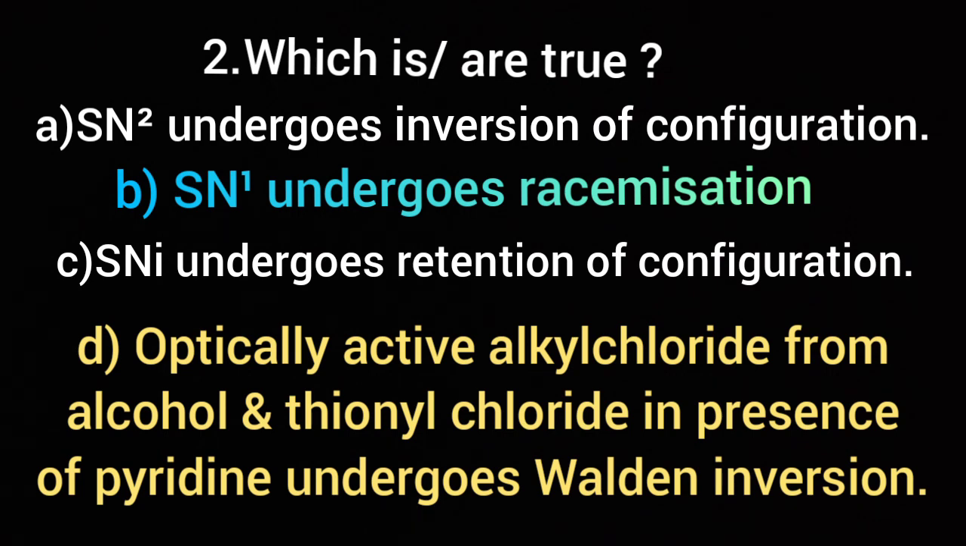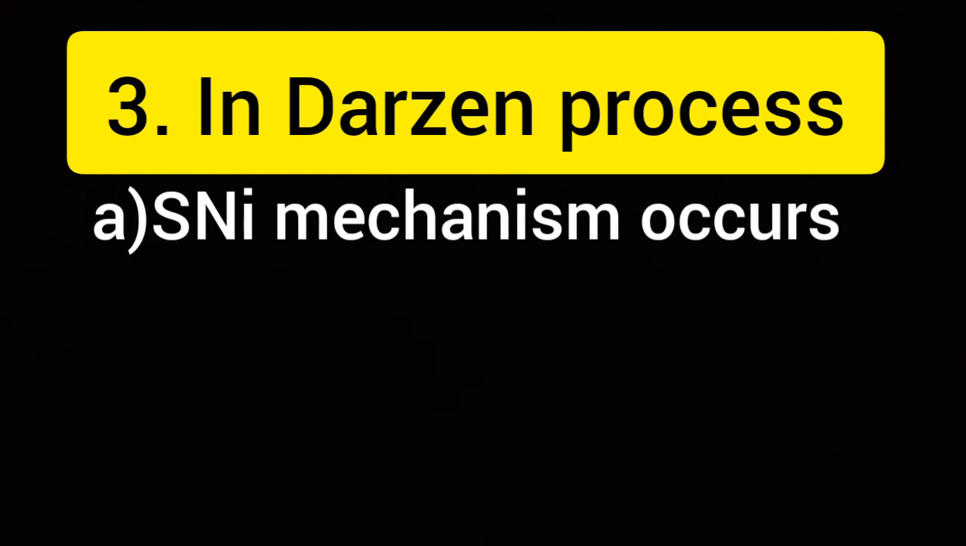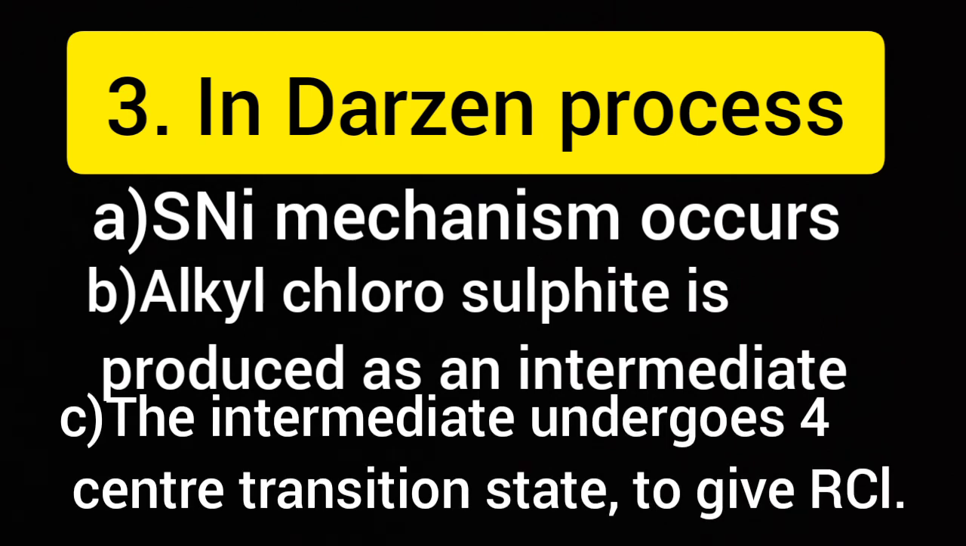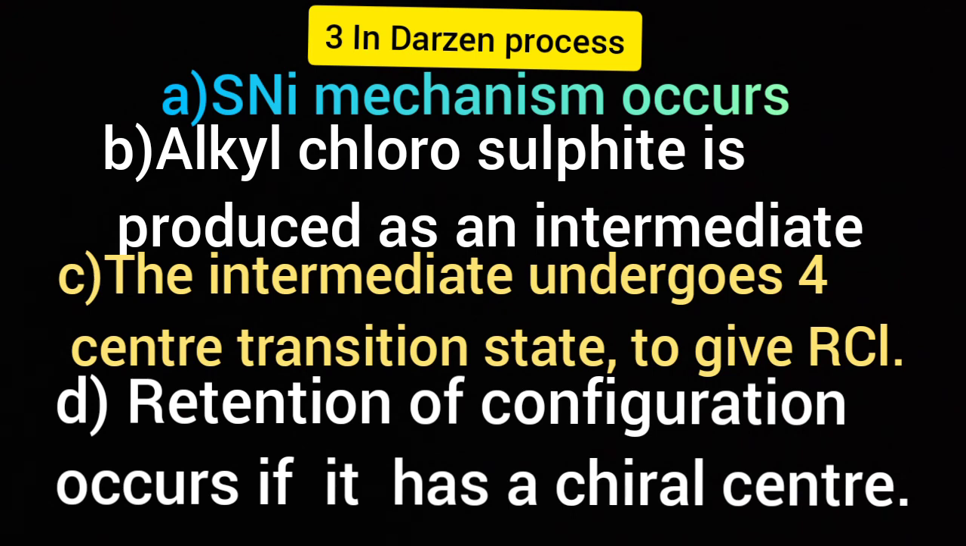Third question, in the Darzens process the SNi mechanism occurs. Alkyl chlorosulfite is produced as an intermediate. Next bit, the intermediate undergoes a 4-center transition state to give the alkyl chloride. Last bit, retention of configuration occurs if it has a chiral center. Here all the options are correct.